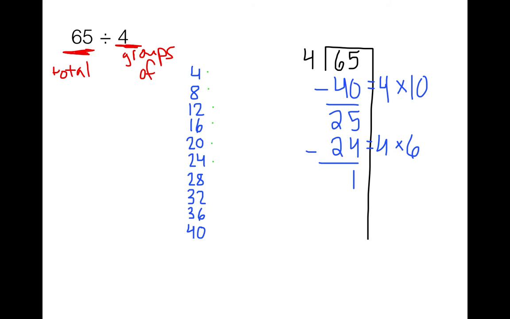So, in order to get our answer now, we're going to see how many groups of 4 we were able to make. Well, we made 10 groups of 4, and then we made 6 groups of 4. So altogether, we made 16 equal groups of 4. And then did we have any left over? Look at the bottom. We had 1 left over, so that's our remainder. So 65 divided by 4 is equal to a quotient of 16 with a remainder of 1.